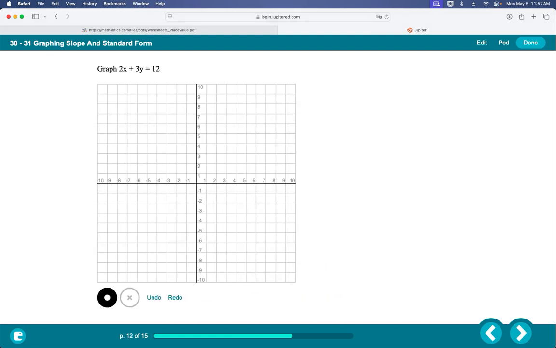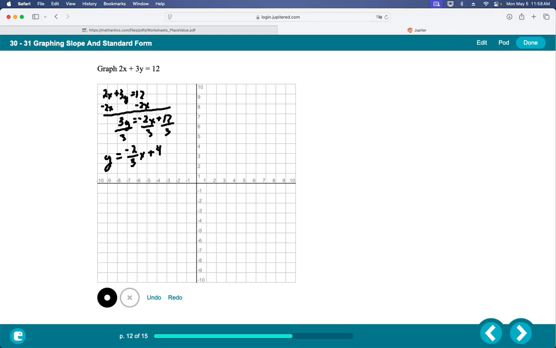Same thing. We're going to solve it for y. So I'm going to subtract 2x from both sides, -2x minus 2x. That gives me 3y is equal to -2x plus 12. Divide everything by 3. That gives me y is equal to -2 over 3x plus 4.